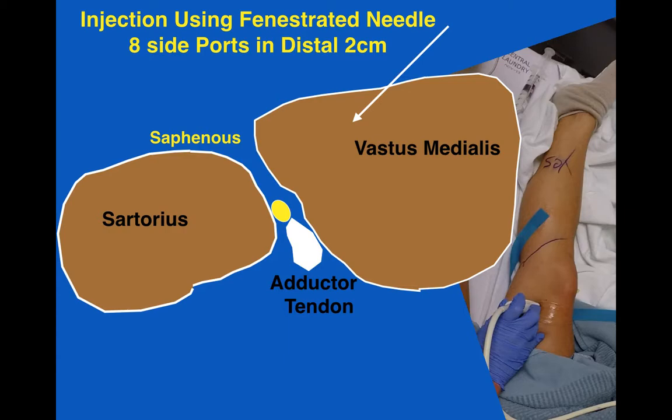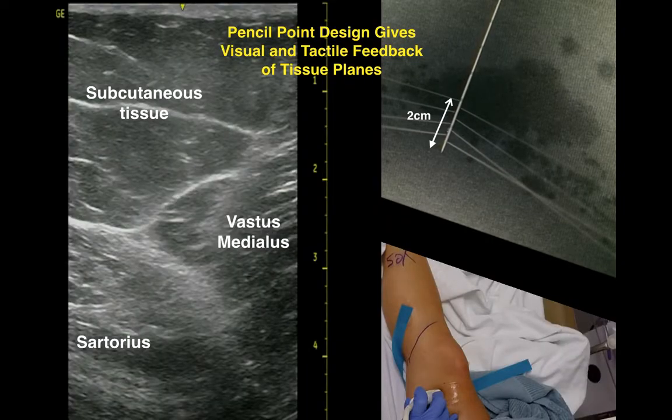This diagram represents the distribution of injectate when the fenestrated needle is passed across the tissue plane separating the vastus medialis and the sartorius at the level of the superior pole of the patella. Outflow from side ports along the distal 2 centimeters of the needle distributes drug within the tissue plane between these two muscles as well as within the adjacent tissue on both sides.